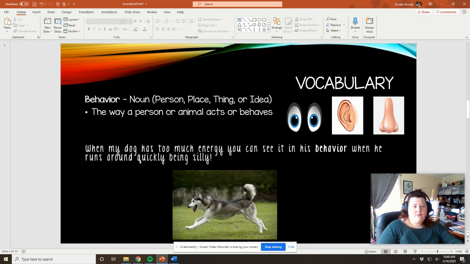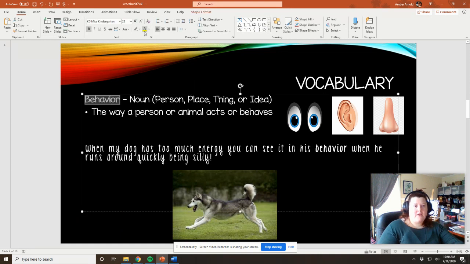Our next vocabulary word is the word behavior. We have heard the word behavior before because Miss Rawson talks about our 3 B's or ways to behave in the morning on the announcements. Behavior is a noun. It is a person, place, thing, or idea. Behavior is an idea. Thinking of our 5 senses, we can see behavior, smell behavior, and hear behavior.